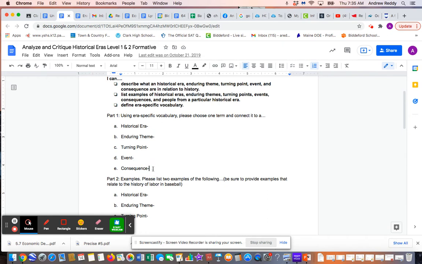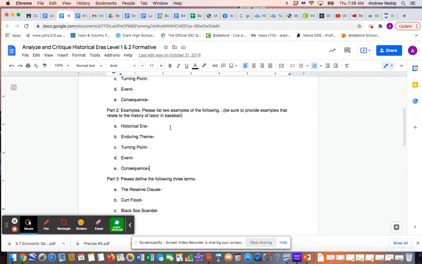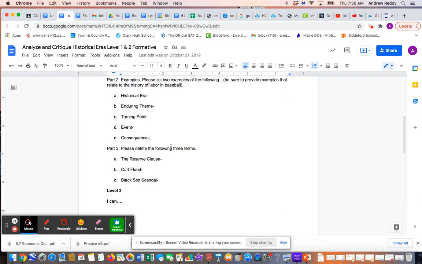And then think about the consequences. What were the effects, in other words, of what this person did, or what were the effects of the occurrence of this event? Then you list two examples of the following: a historical era, an enduring theme, a turning point, an event, or a consequence. Be sure to provide examples that relate to the history of baseball. Those are just general events that you are going to talk about.